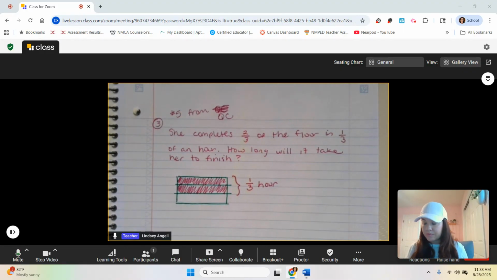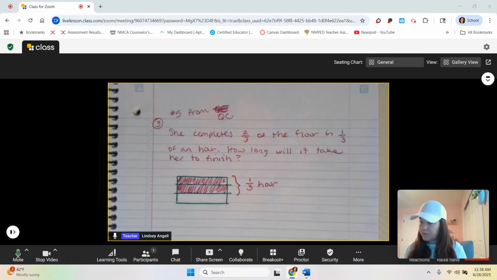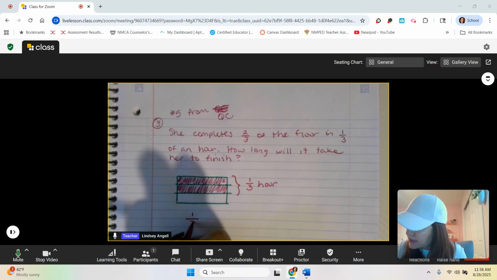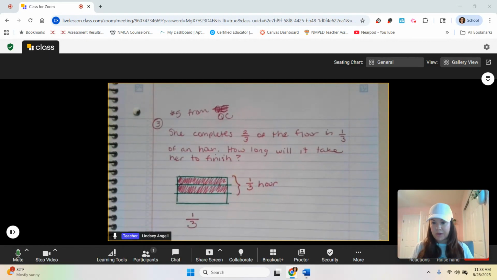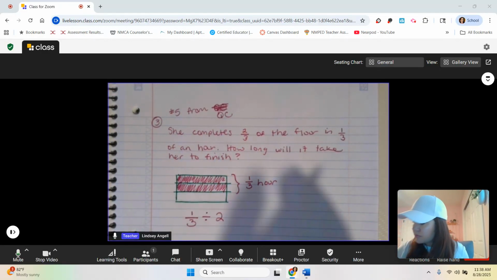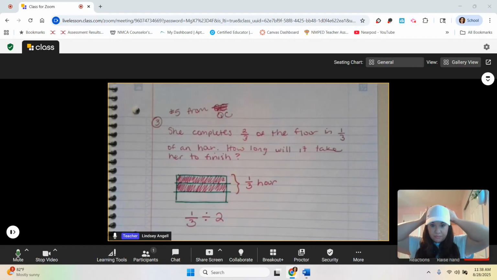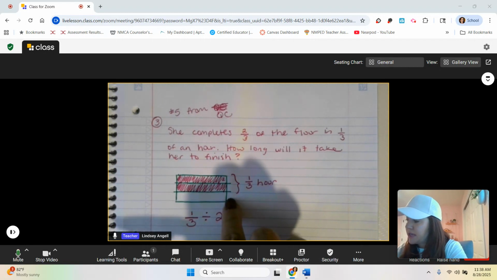Okay? So right here, this last third, we're asking how long does it take her to complete that? Well, notice this is half of this amount. So really, I need to take 1/3 and either find half of that third, or divide it by 2. I can divide this 1/3 hour by 2, and that will tell me how long it took her to sweep this final section. So we want to know what this amount of time is.